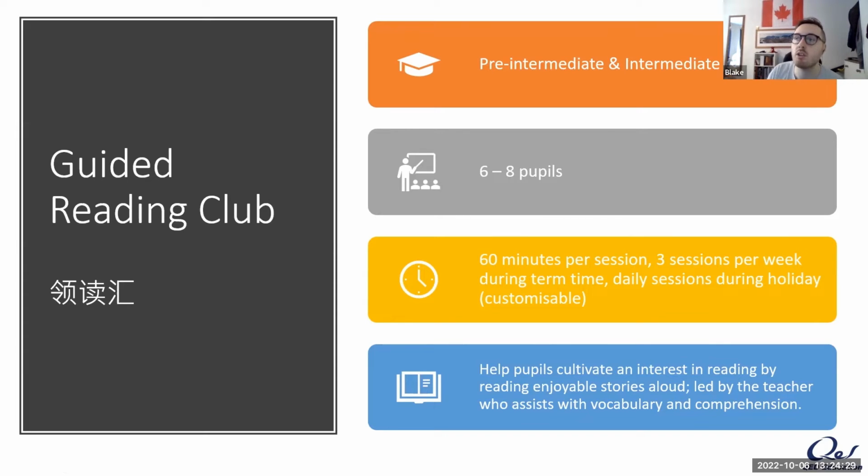You don't need to worry too much about what level your child is at for the guided reading club, because it will be tailored depending on what level your child is at. If we have a group of 6 to 8 pupils who are in the advanced fluency stage, we can read some pretty advanced books. But if we have a group of students that are at a lower level, we can read some more introductory books. So it's very much dependent on what level your child is at. These are taught 3 times a week during term time, and we do them daily during holidays. So it's very consistent during term time.